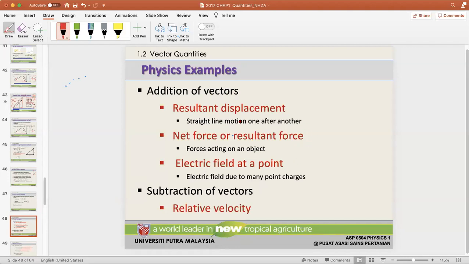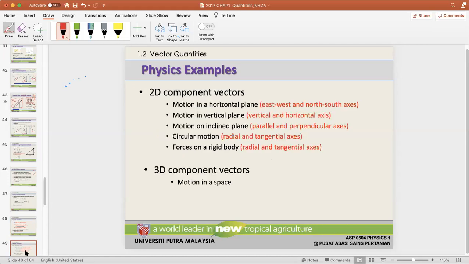We will see the displacement thingy in questions later. Net force, we will look into this in which chapter? I think chapter 3. And electric field next semester. Subtraction of vectors next semester. Okay, 2D components. Motion in horizontal plane. East, west, north, south axis.